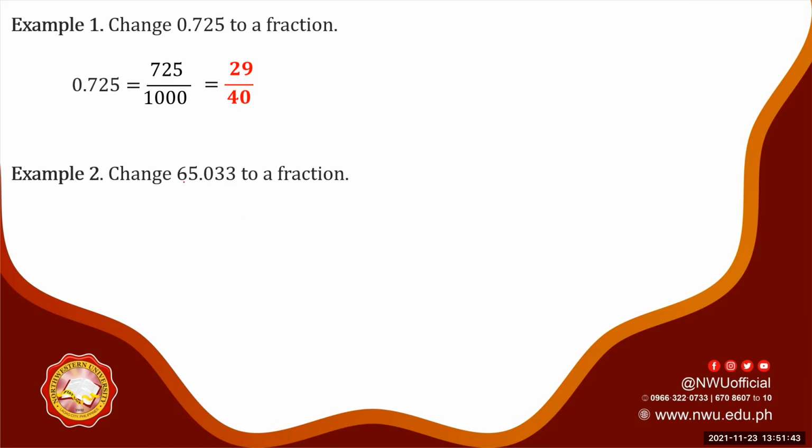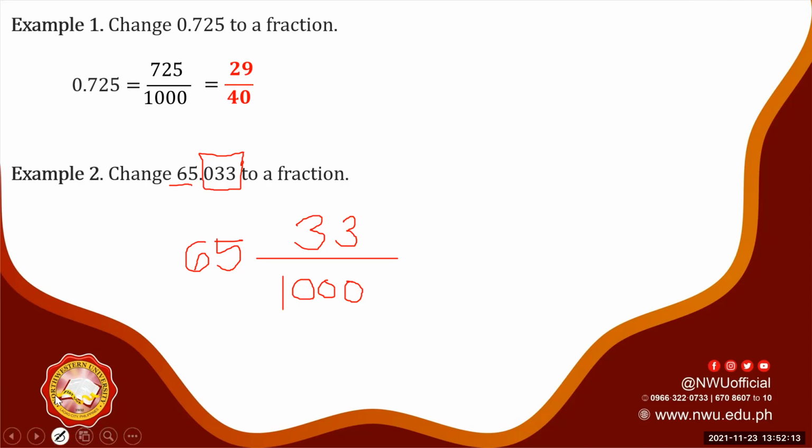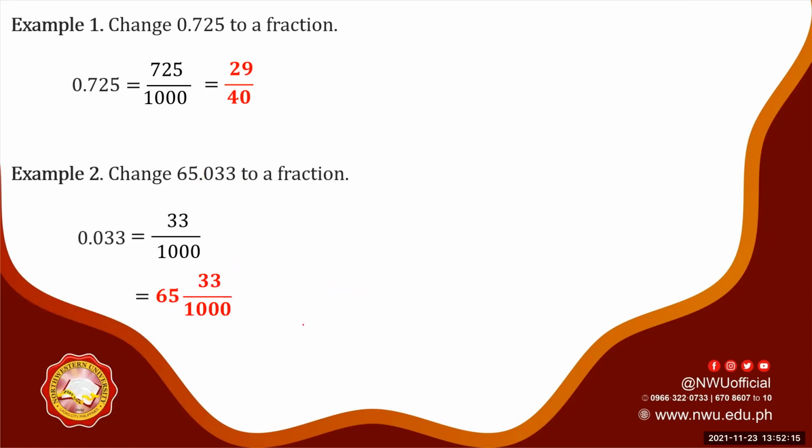65.033. Again, since we have a whole number here, that means that our fraction has a whole number 65 and then we have a fraction like that. What we need to convert is our 0.033. Since it has three decimal places, that would be three zeros, you can just add 1 and then just copy all of the numbers to be your numerator. And simplify if possible. Okay?